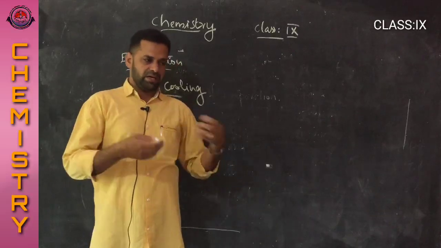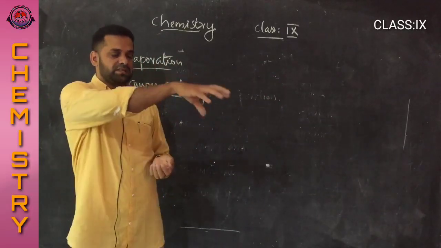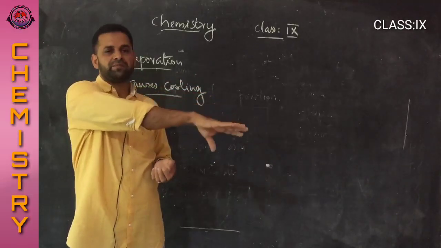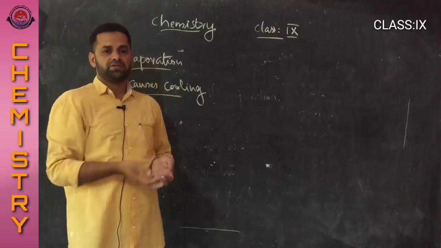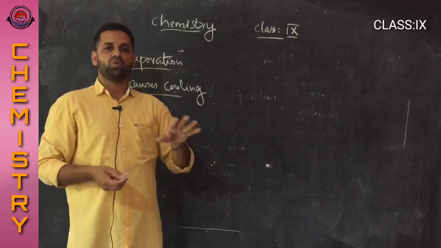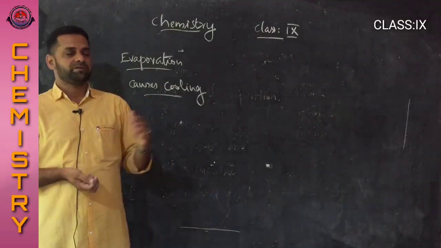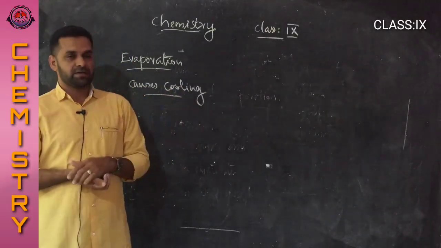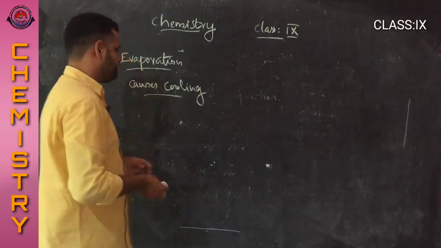When we sprinkle water, that water will absorb heat from the roof or from the road, and it will evaporate. So that evaporation makes the roof cool. So all these are different examples for evaporation causes cooling. Evaporation causes cooling.